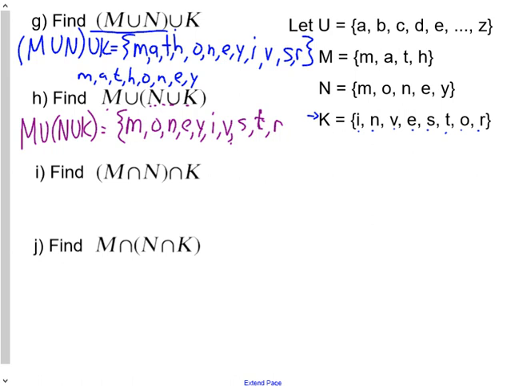and now we're adding things that are in M, which is math. So I have an M already. I'm missing an A, so add that. I have a T already, and I need an H. Okay.